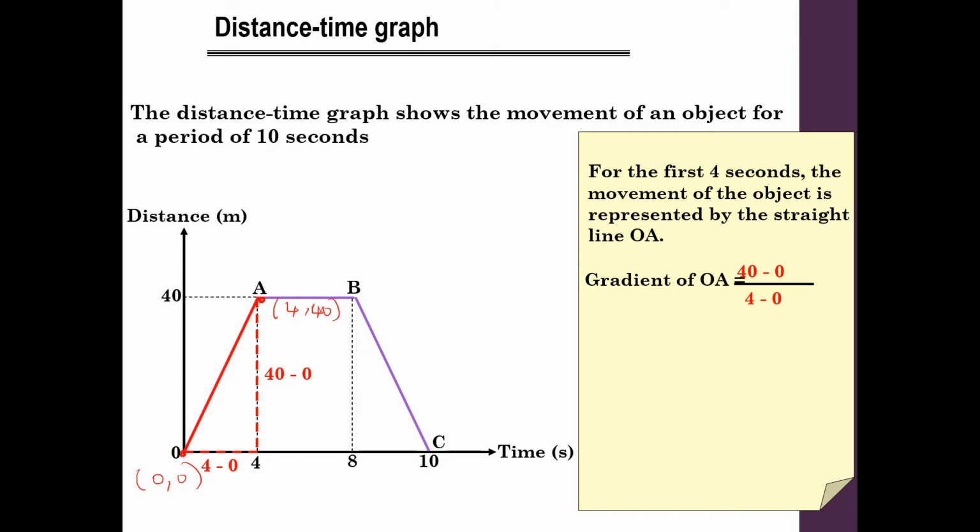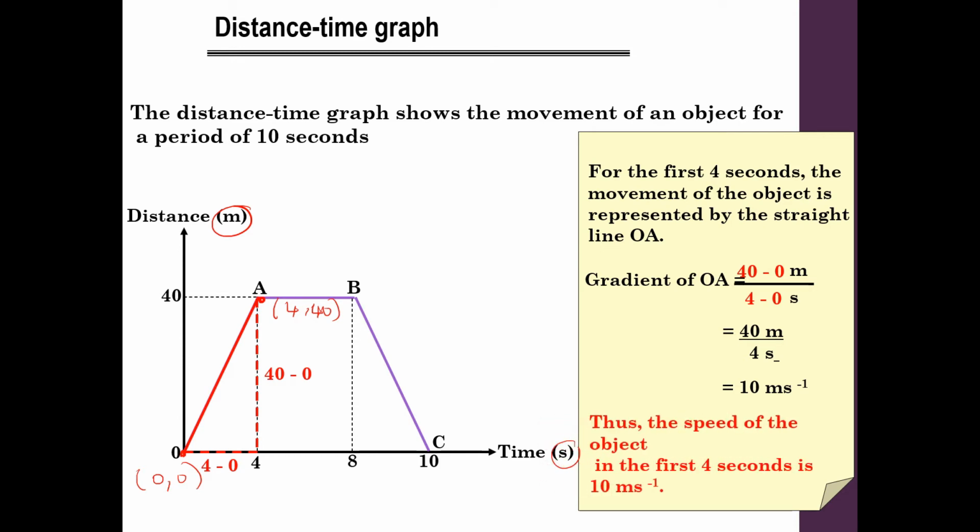So we have a positive gradient, whose value is 10 meter per second, because here the distance is in meter and the time is in second. Therefore the unit is meter per second. So this indicates that the speed of the object in the first 4 seconds is 10 meter per second.